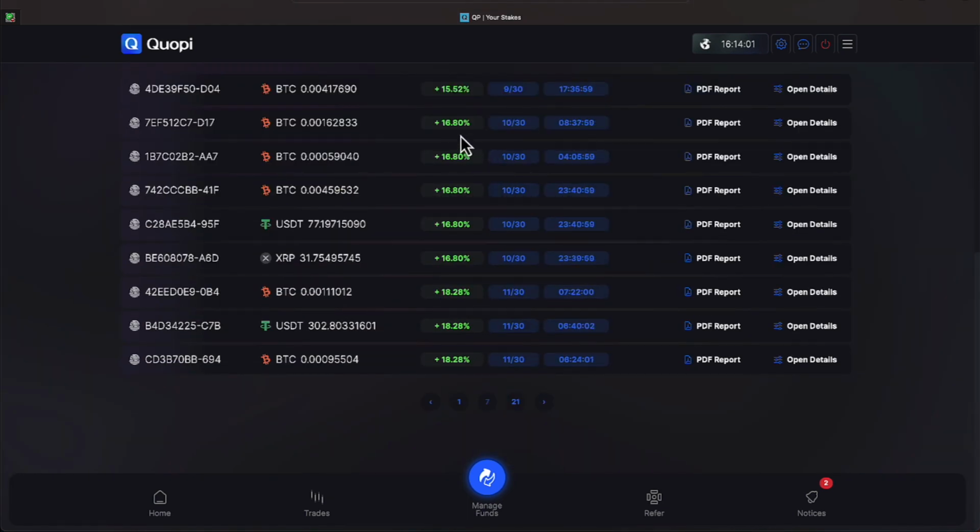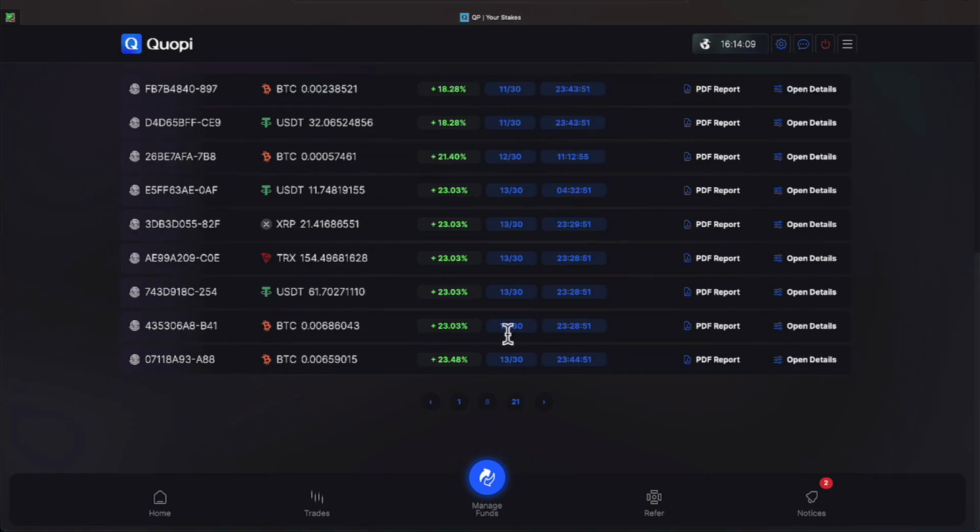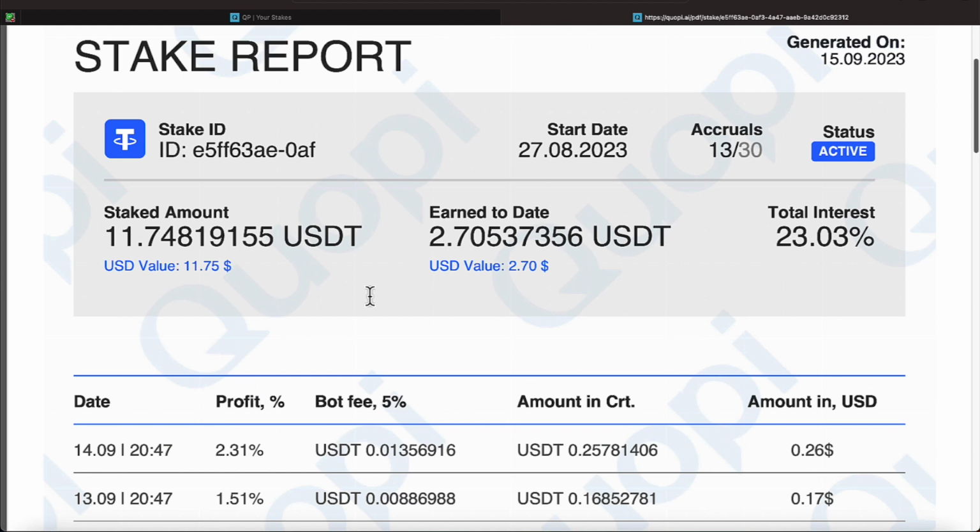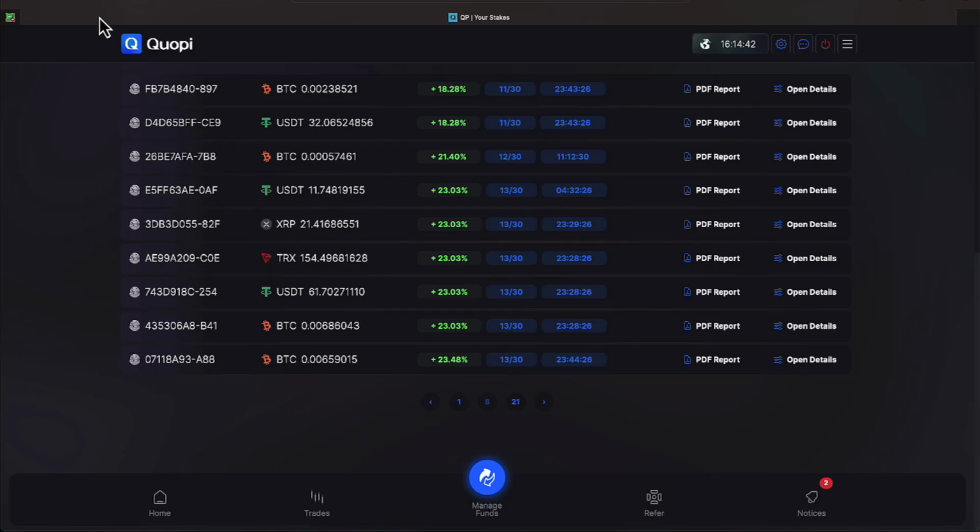On 10 trading days, everyone, Quopi has achieved a 16.80, and on 11 trading days, Quopi has achieved an 18.28%. That's outstanding also. On 12 trading days, Quopi has achieved a 21.40%, and on 13 trading days, Quopi has achieved a 23.03%. Let's go ahead and click on this $11 that we gave Quopi to work with. And on that $11.74, Quopi has returned to us $2.70, or 23.03%, and that's on 13 trading days, everyone.